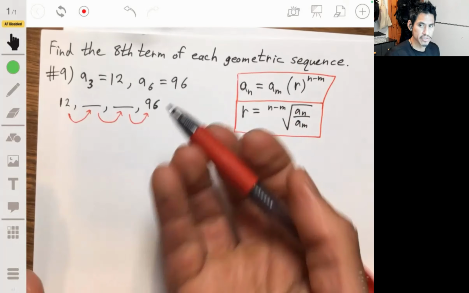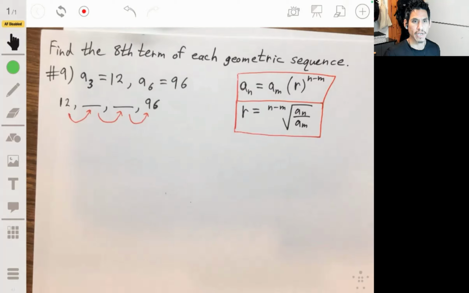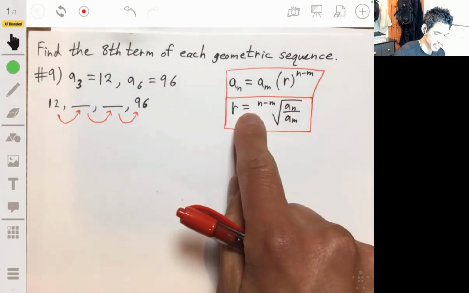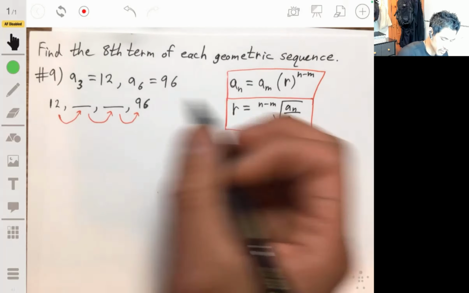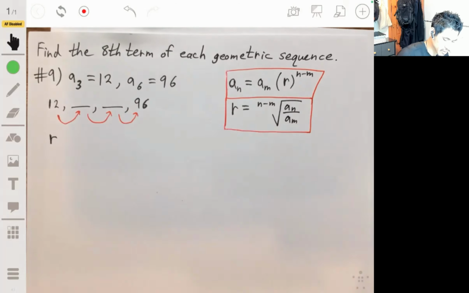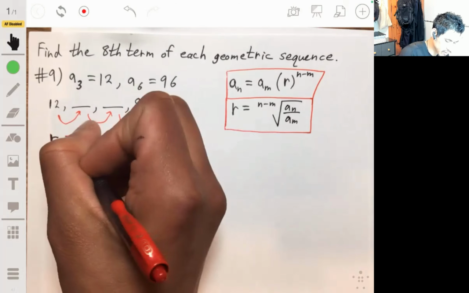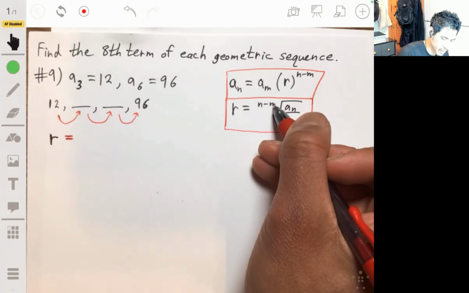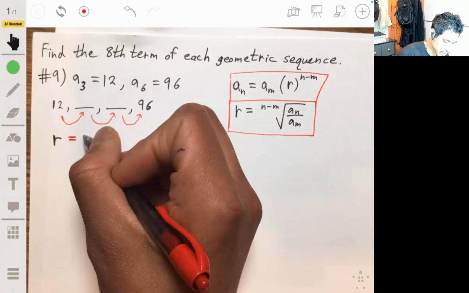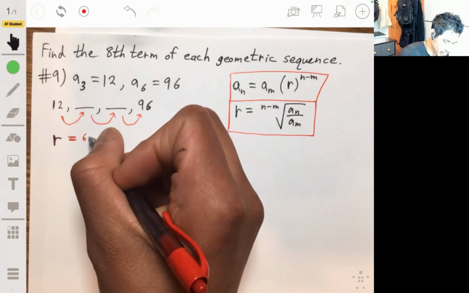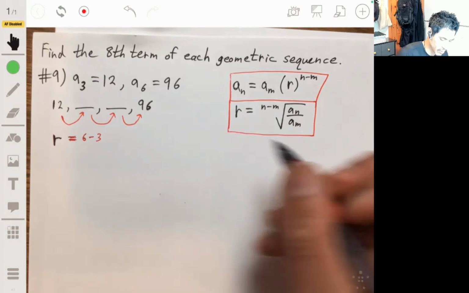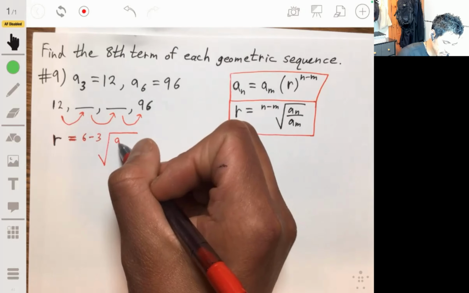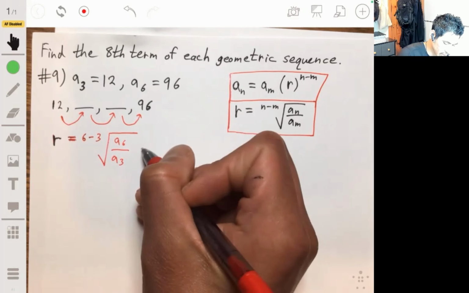But let's not rely on that, because in real life and in more rigorous math, it's not going to be that simple. So we're going to rely first on this equation to find r. We'll set the common ratio r equal to the n minus m root, so we'll make n equal to 6 and m equal to 3, and we're going to take the 6 minus 3 root of a6 over a3.